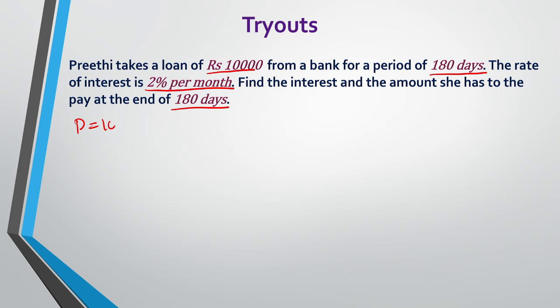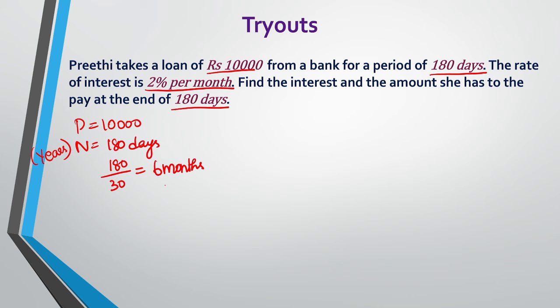P is equal to 10,000. N is equal to 180 days. Friends, we know that the N should be in the years format. So for conversion of days to years, our first step is we have to convert the days to months. For that, we write the number of days given in the numerator, which is 180, divided by the average number of days in a month, which is 30. When you solve it, you get 6 months.